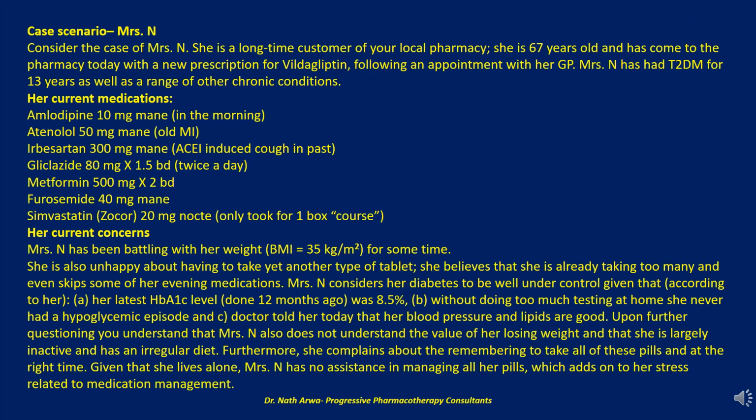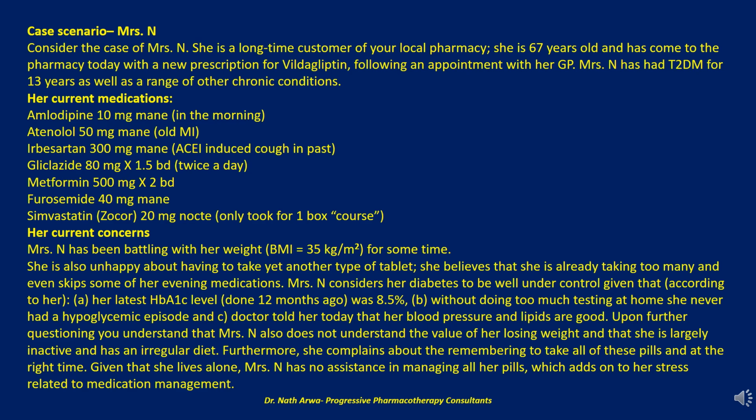We will now discuss a case scenario involving Mrs. N. Consider the case of Mrs. N. She is a long-time customer of your local pharmacy. She is 67 years old and has come to the pharmacy today with a new prescription for vildagliptin, following an appointment with her GP. Mrs. N has had type 2 diabetes mellitus for 13 years as well as a range of other chronic conditions.